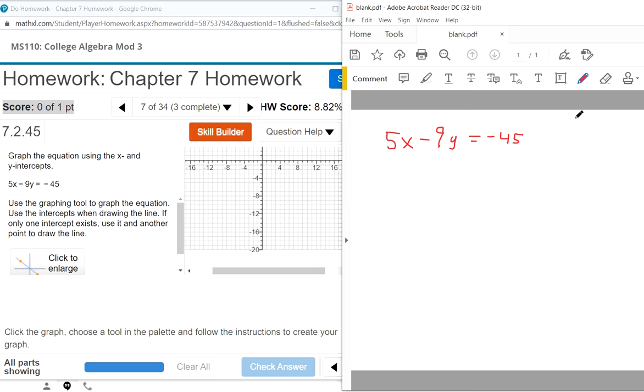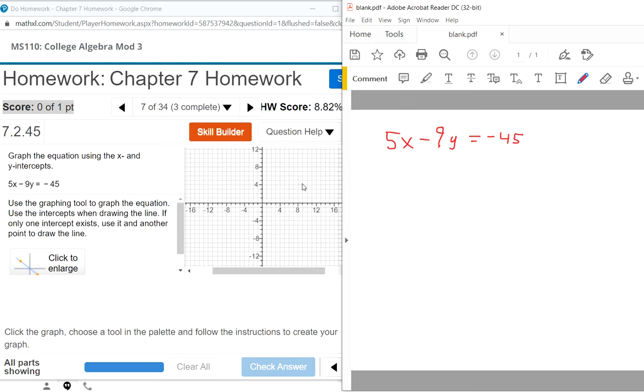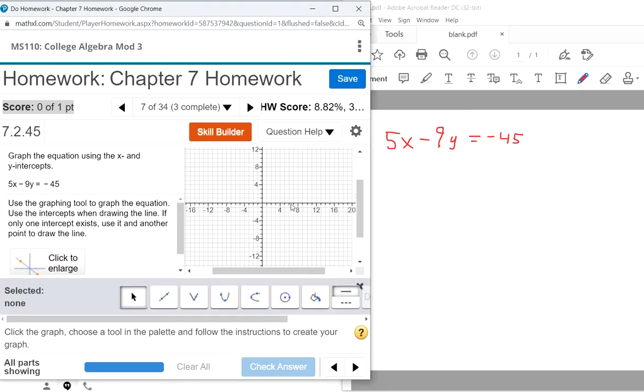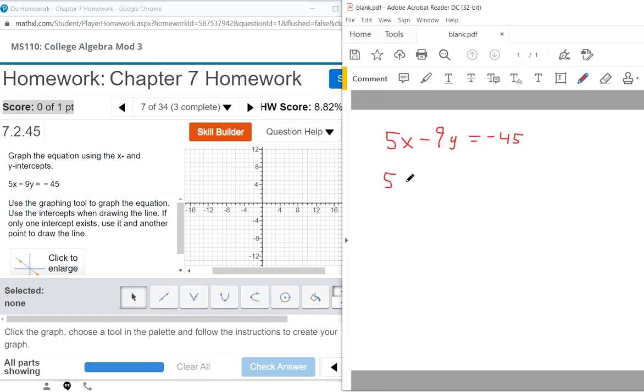Sorry. To graph using intercepts. An intercept is where the graph crosses either the x-axis, which would be an x-intercept, or the y-axis. So you find an intercept by plugging in 0 for x or plugging in 0 for y. So we're going to find the y-intercept first by plugging in a 0 for x and then solving.